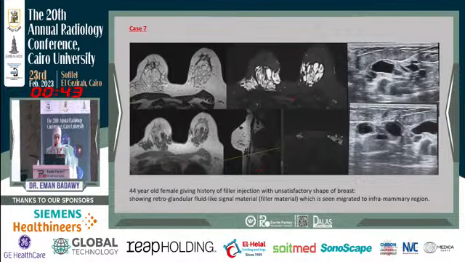Here there is a complication which is the most common complication in the filler material, where we can find the filler material migrated to the inframammary zone, and this is ultrasound where the filler material appears as multiple cystic collections in the retroglandular region.